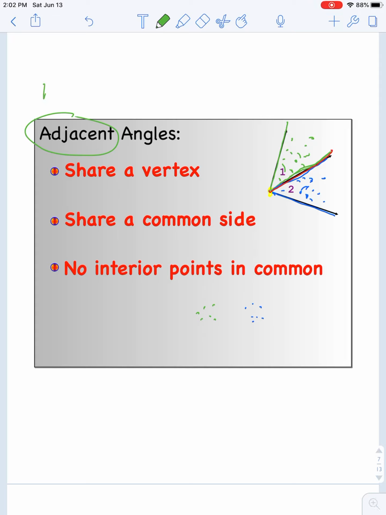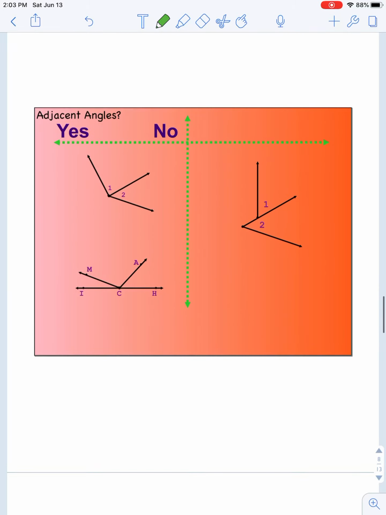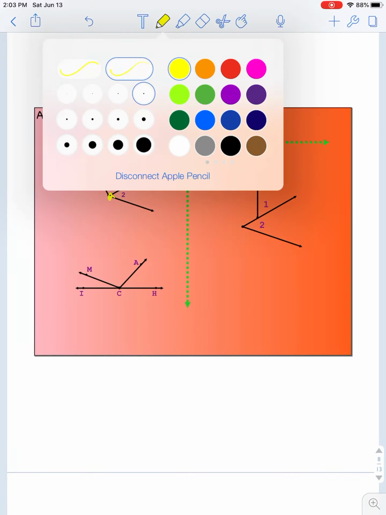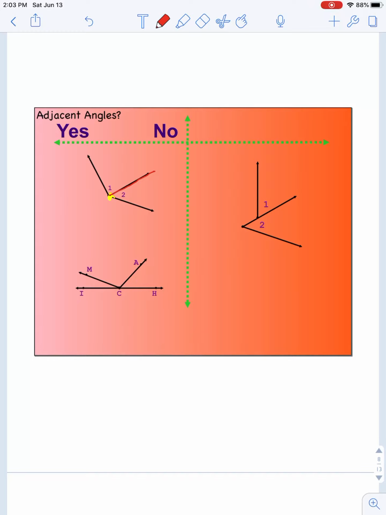Remember, when I think about adjacent, I think of like next to each other. So they are next to each other, and they share a vertex, a common side, and no interior points. So let's take a look at some of these examples. Here are two examples where, yes, these are adjacent angles because they share this common vertex right here. They share this common side right here, and the interior points of this angle are right here, and the interior points of this angle are right here, and there are none in common.